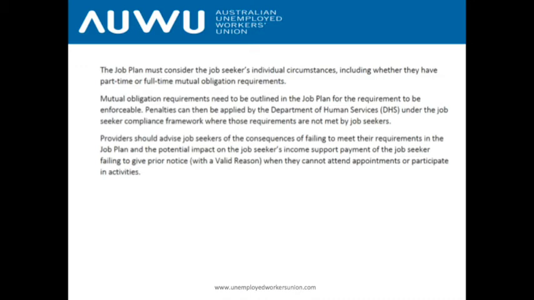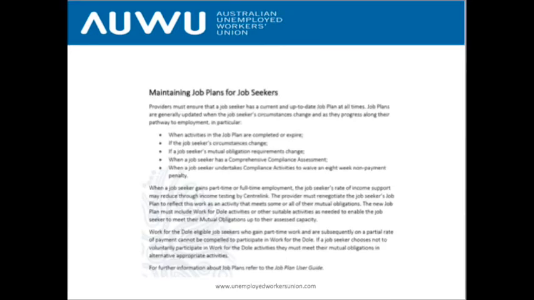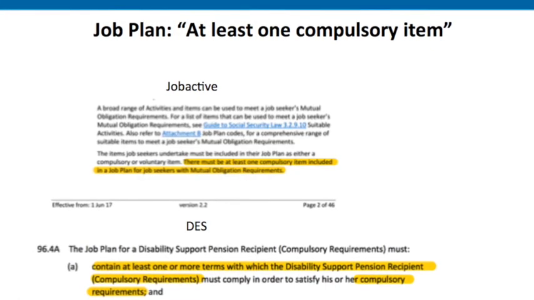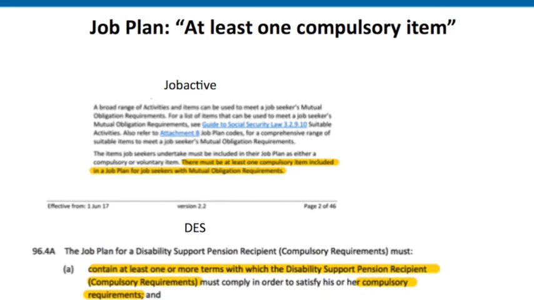One other point here that's worth mentioning is something that was recently discovered by the Unemployed Workers Union research team: job plans must have at least one compulsory item included on them. That's true for Job Active and DES, and we weren't able to find that in the CDP information, which is very difficult to find. What that means is that it's possible for an unemployed worker to have a job plan that only has one compulsory item on it.